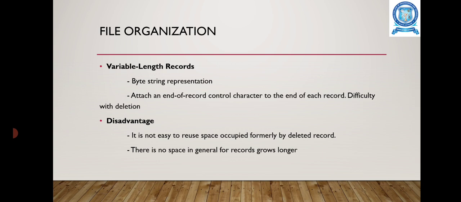Next one is a variable length record. The variable length record is represented by using byte strings. In this approach, an end of record control character is attached at the end of each record. Difficulty with deletion. The main disadvantage of the variable length record is it is not easy to reuse space occupied formerly by a deleted record. There is no space in general for records that grow longer.